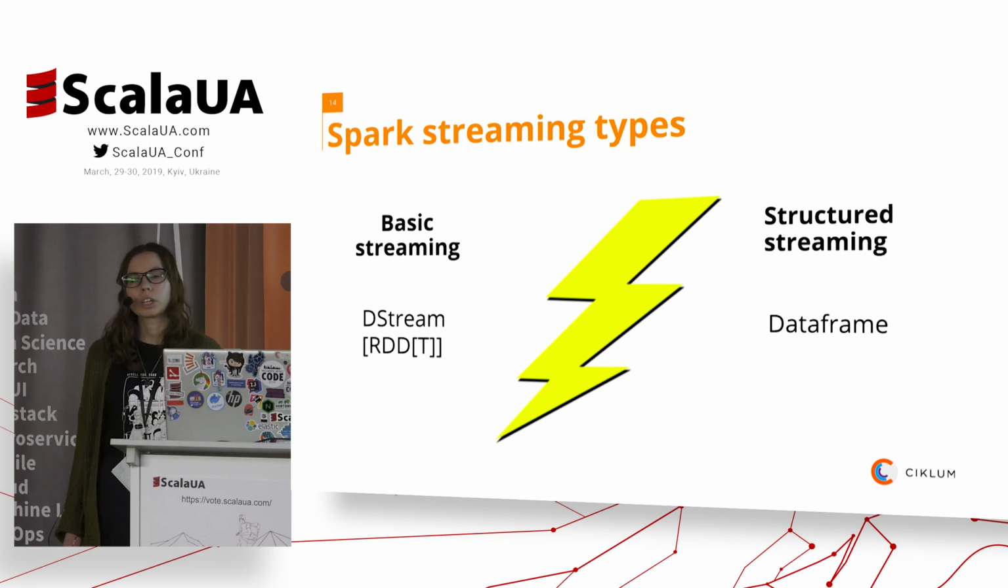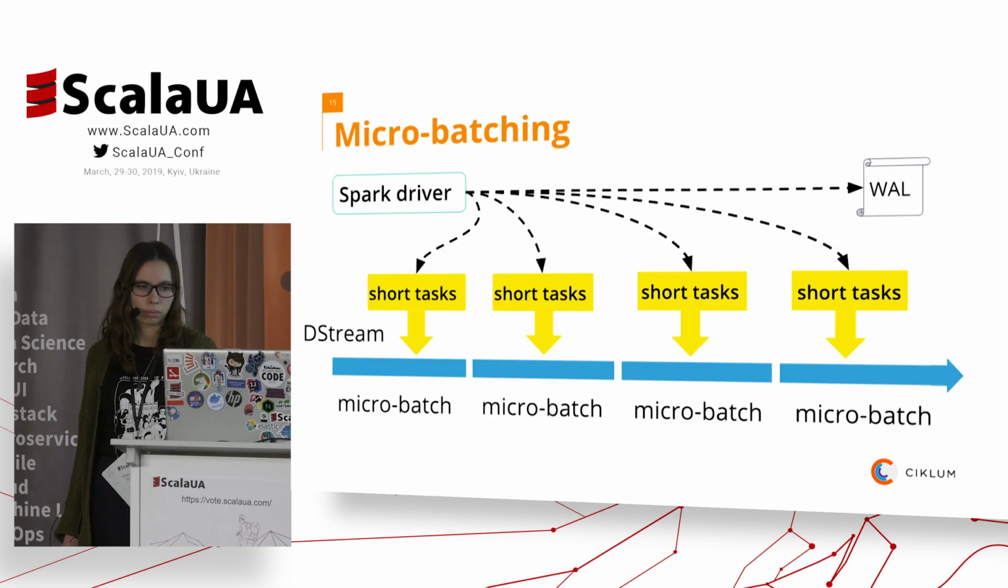In Spark streaming, we have two basic types of streaming data processing. It's basic streaming and structured. In basic streaming, which appeared first, we operate with more unstructured or semi-structured data, so it's an RDD of some type. And in structured streaming, we work with DataFrames, so it's more like a relational kind of structure.